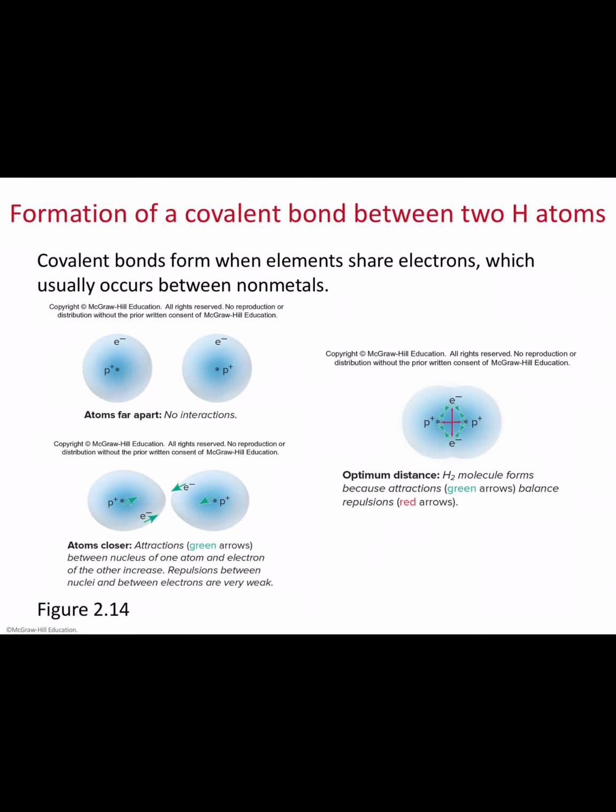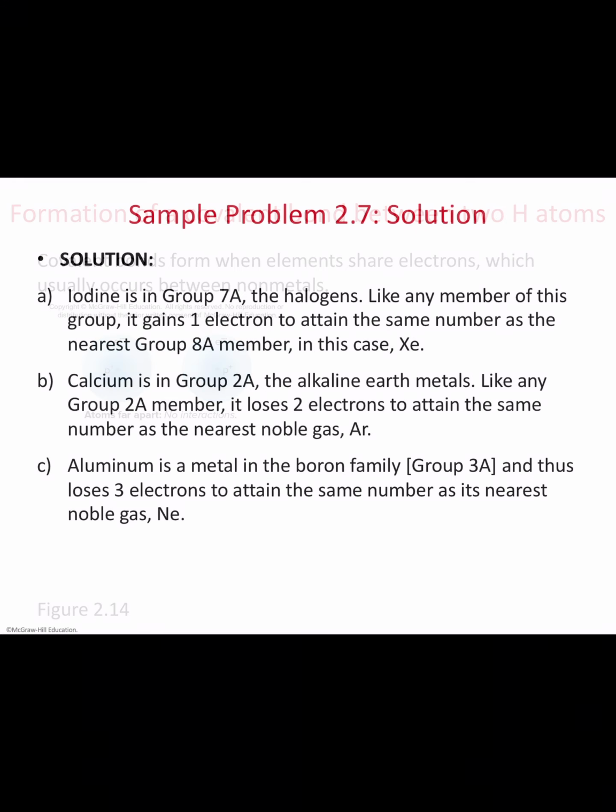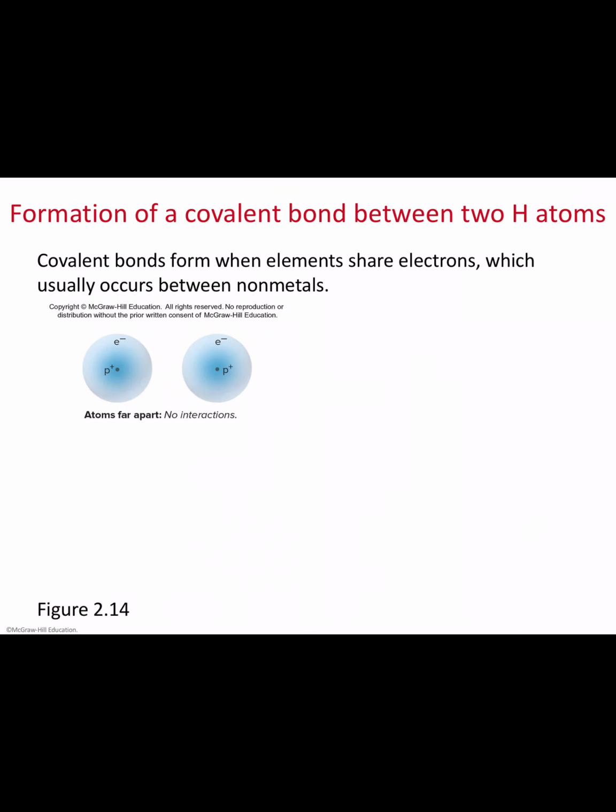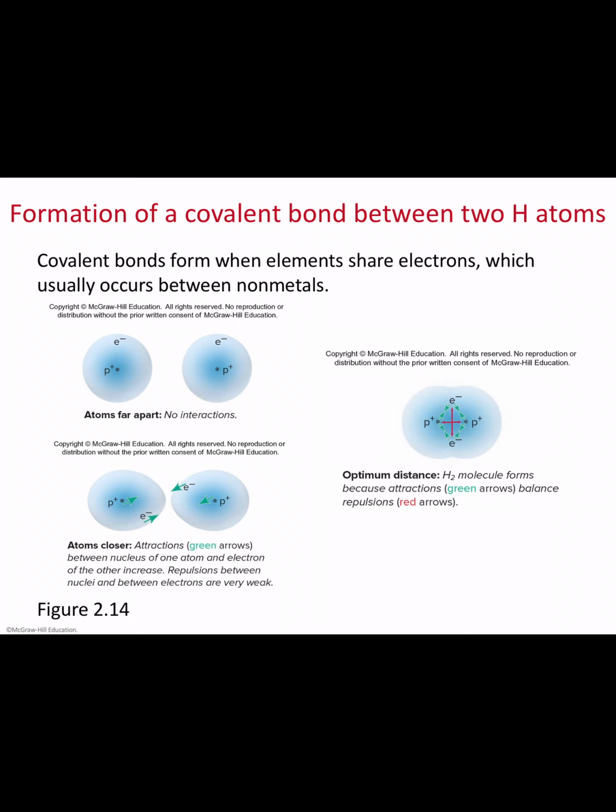I think we can go ahead and talk about formation of covalent compounds. Now we learned how to form ionic compounds, and that is between metals and nonmetals. Now let's see how a covalent bond is being formed. Normally the covalent bonds are formed between nonmetals, and this is an example of how the hydrogen molecule is being formed. Covalent bonds form when elements share electrons, which usually occurs between nonmetals.